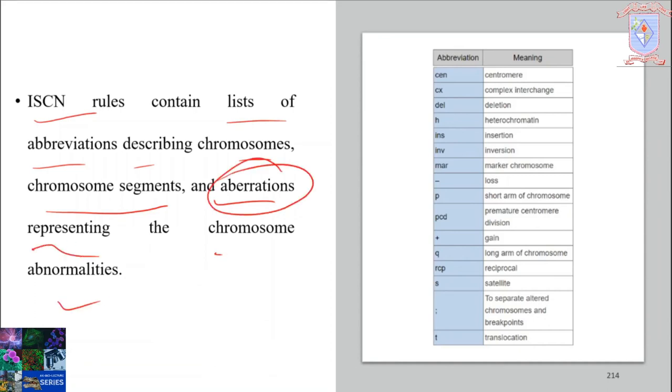ISCN rules contain a list of abbreviations describing the chromosomes, chromosome segments, and aberrations representing the chromosomal abnormalities. I have listed in this table some of these abbreviations that I felt were important. Here you can see cen for centromere, cx for complex interchange, del for deletion, h for heterochromatin, ins for insertion, another abbreviation, and inv for inversion.